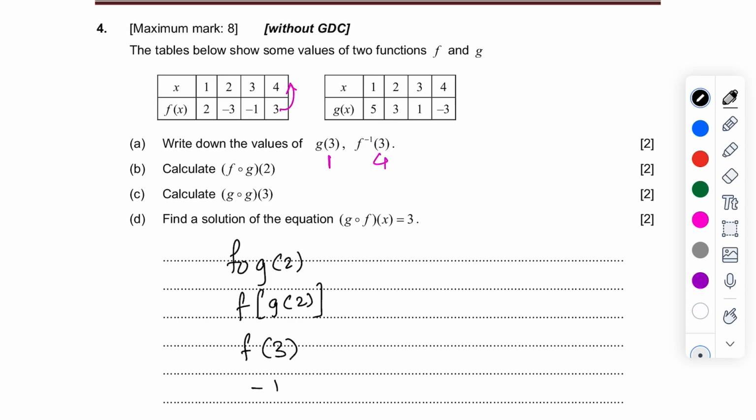G circle g of 3. G of 3. What is g of 3? 1. What is g of 1? 5.